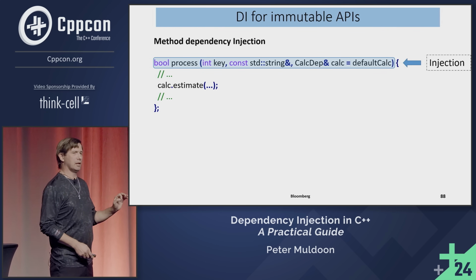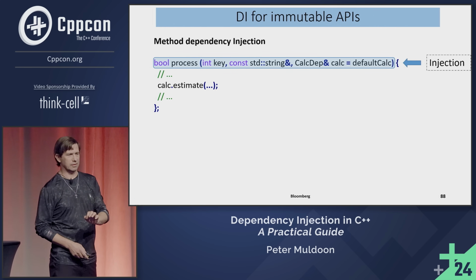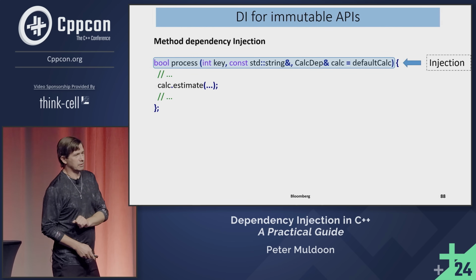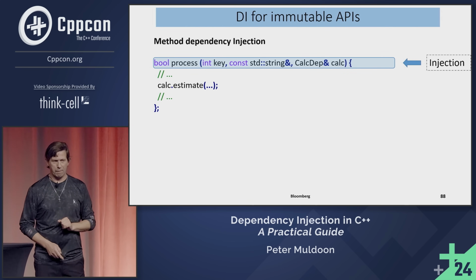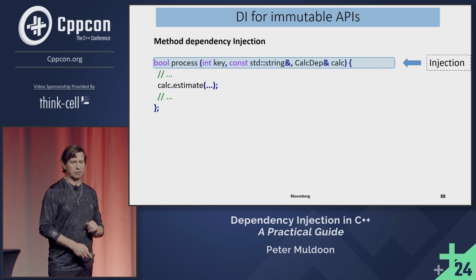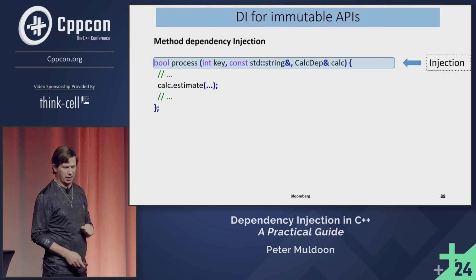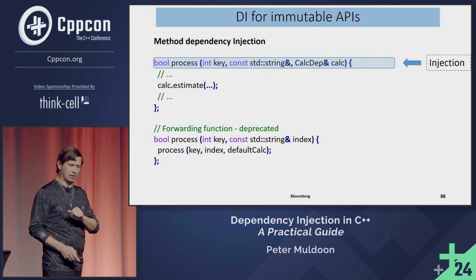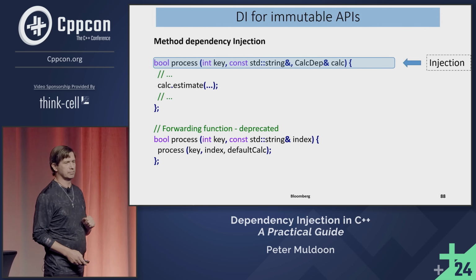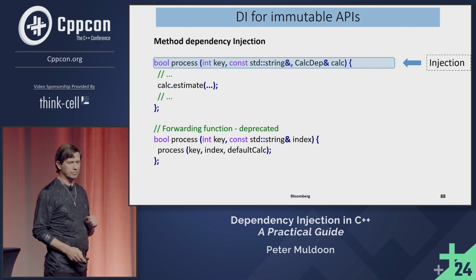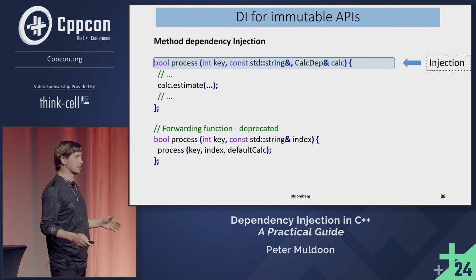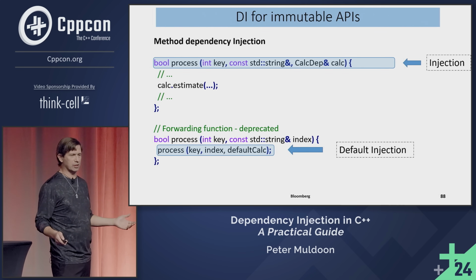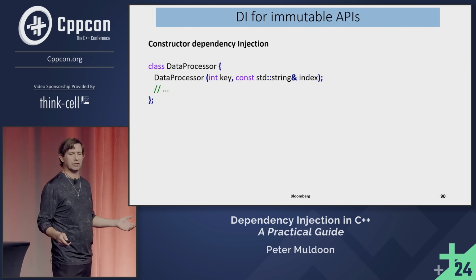So now the API is the same. The ABI has changed. Right? If you want to keep the ABI the same, you'll change it to where you'll just have the same function. We're going to have this dependency injection, and the old function is just a forwarding function. All right? And this allows us not to change the interface on a function. All right, so we have default injection here in your forwarding function.